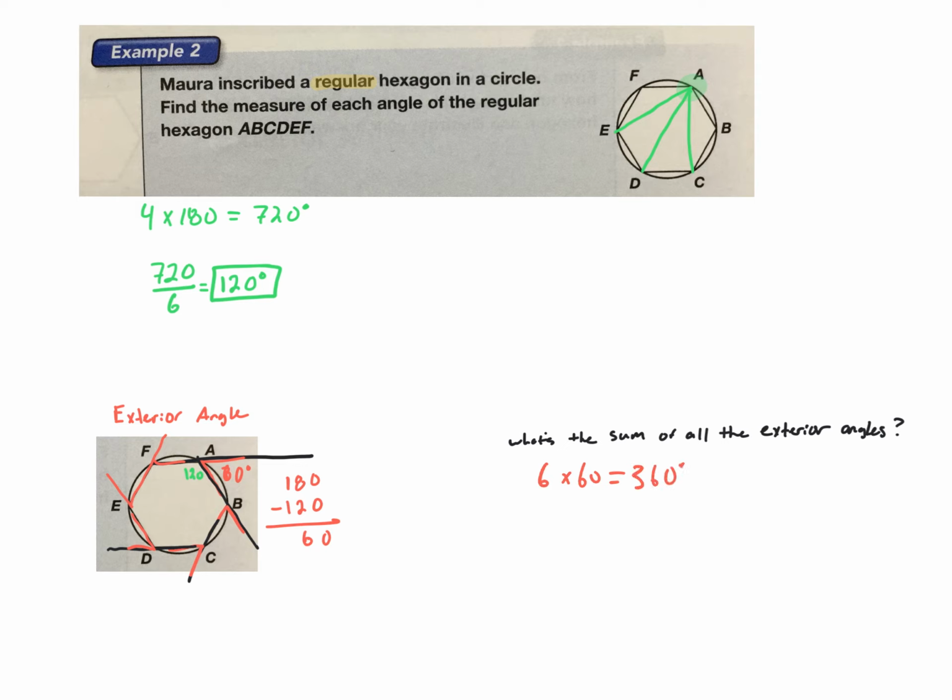Now the really cool thing about this is that for every single polygon, it doesn't matter if it's regular or irregular, it doesn't matter if it's a hexagon, a pentagon, an octagon, a dodecagon, if you add up all the exterior angles, they always sum to 360, which I think is super cool.